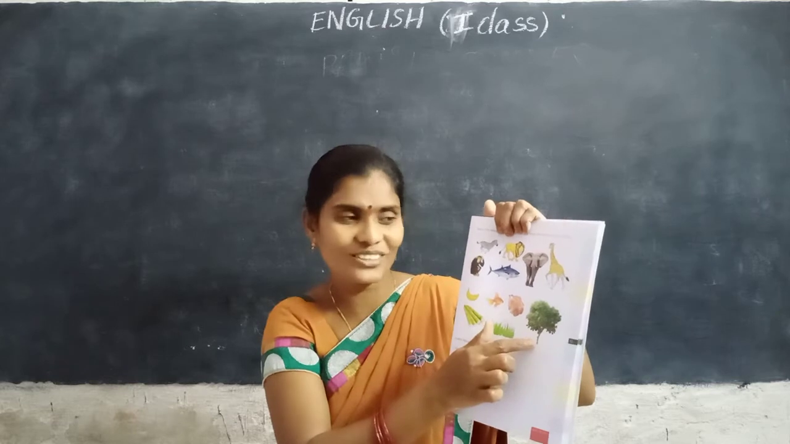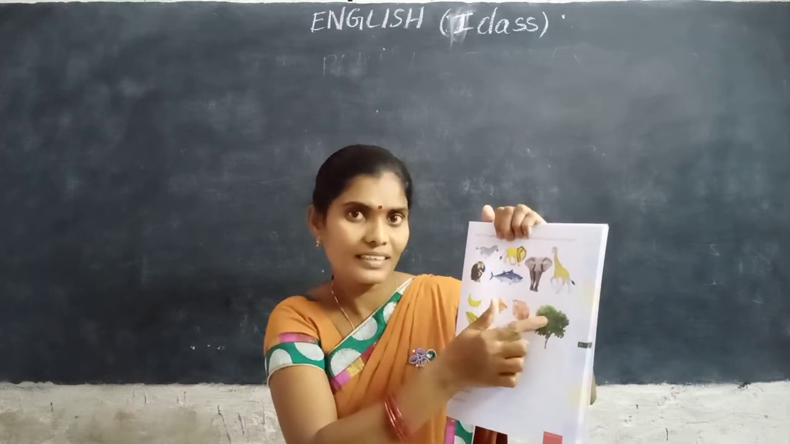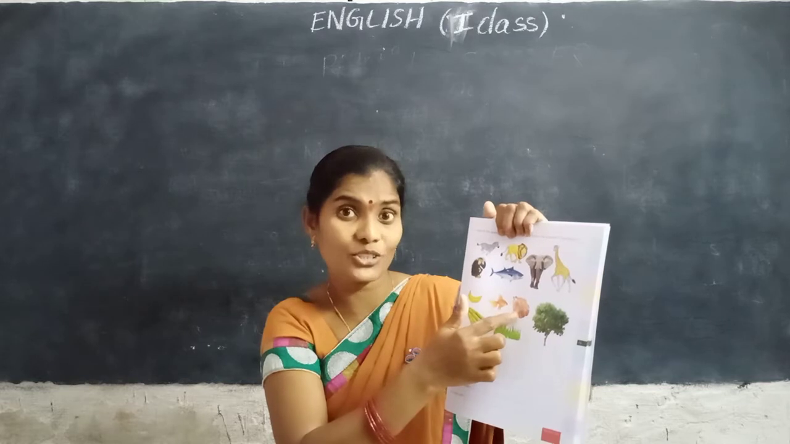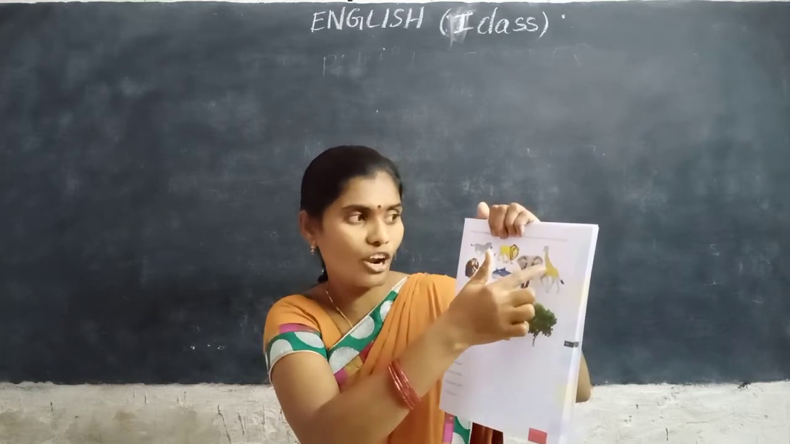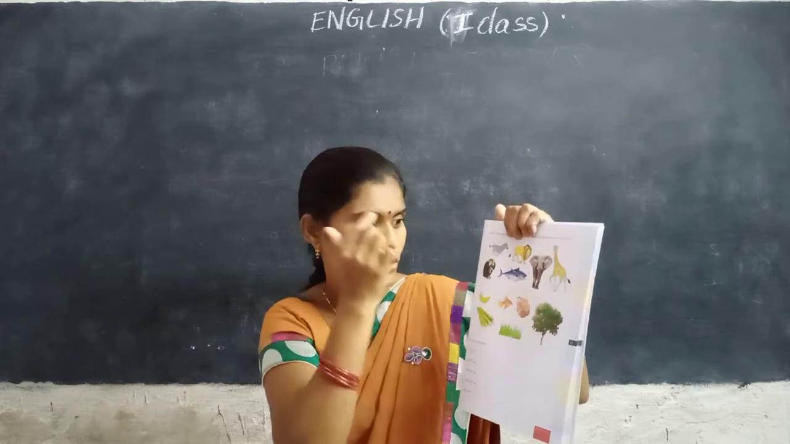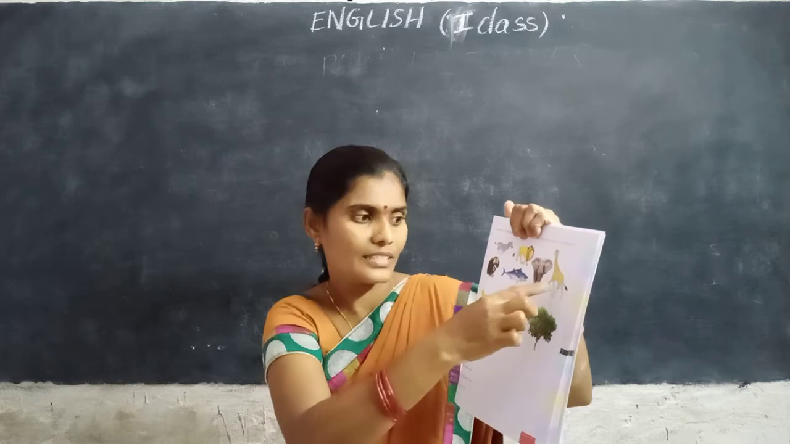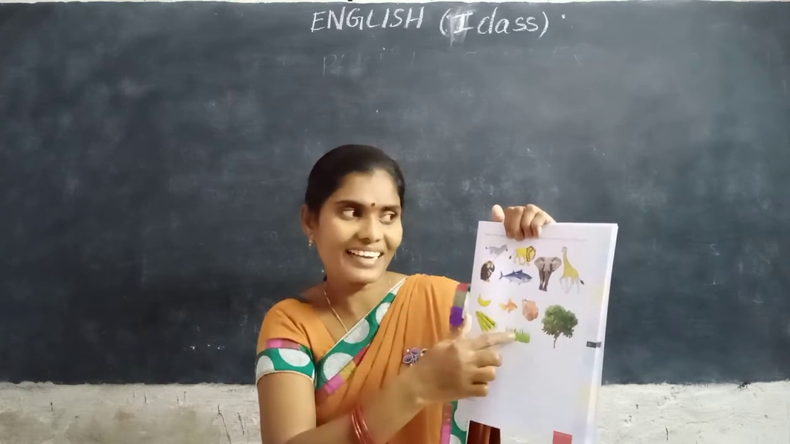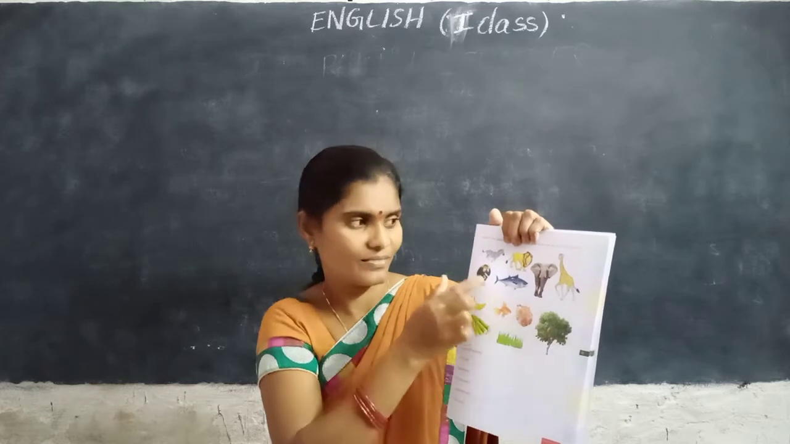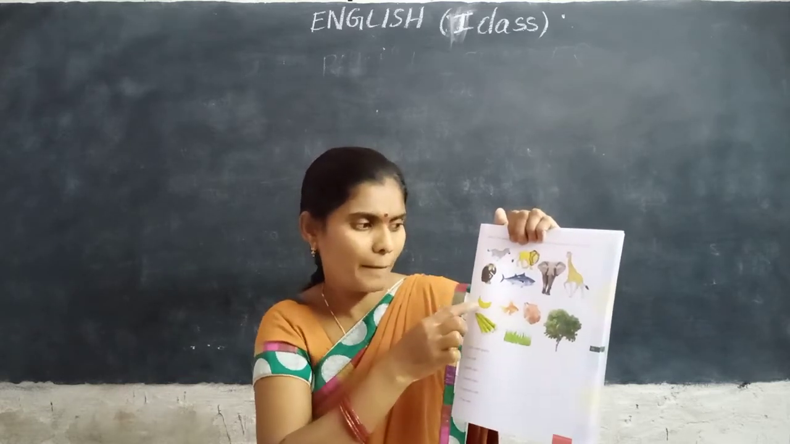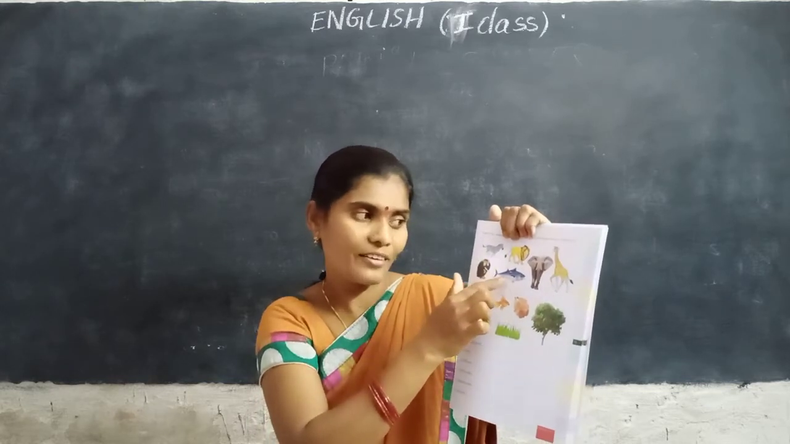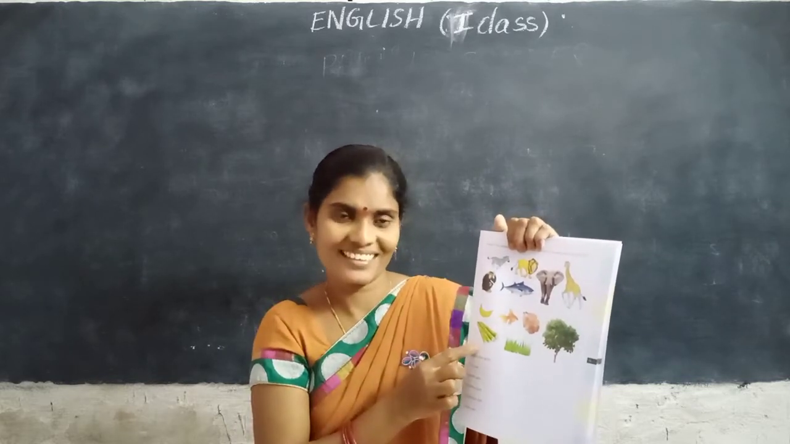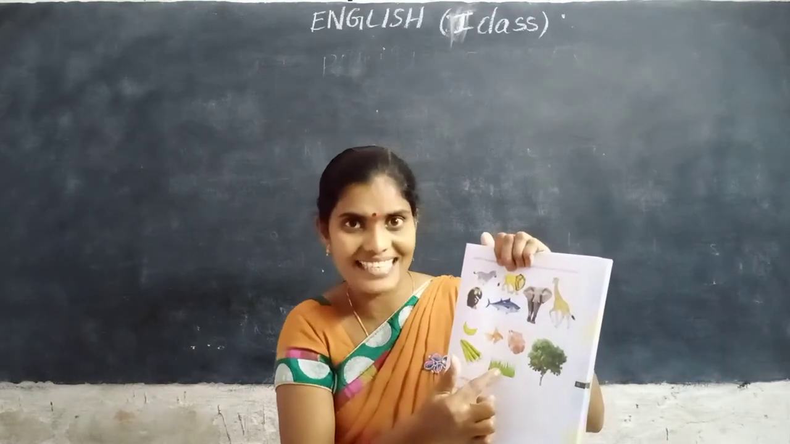Aakulu tintundi kada, aakulu deniki untayi? Chettlaku untayi. Trees untayi kada, so you have to match trees. Next, lion. Lion eats meat. Meat tintundi, avunaa? Next, giraffe. Giraffe eats, sorry sorry, giraffe eats leaves. Zebra eats grass. Giraffe eats leaves. Okay, next. Monkey eats banana. Blue whale eats small fish. Elephant eats sugar cane.